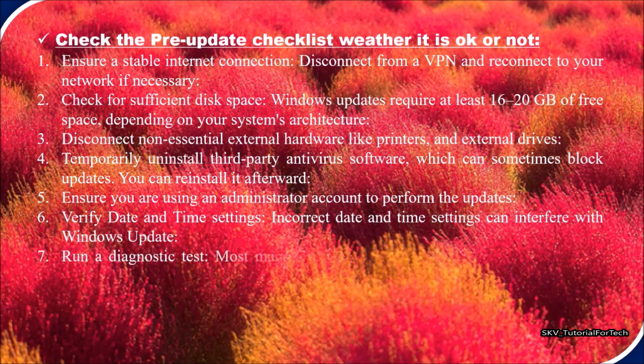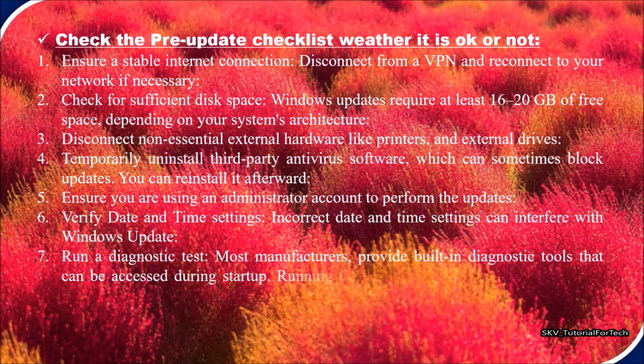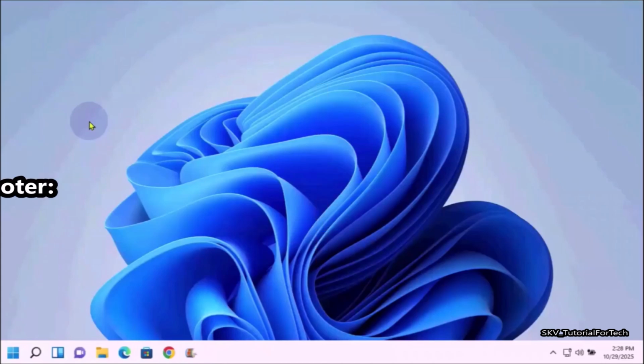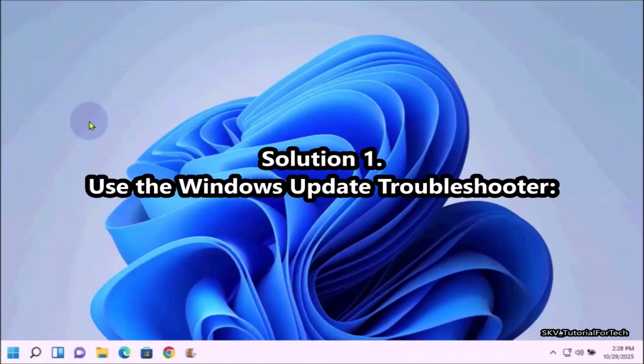Number 7. Run a diagnostic test. Most manufacturers provide built-in diagnostic tools that can be accessed during startup. Running these can help determine if the drive is failing. Okay, once complete, if your pre-update checklist is perfectly okay and your Windows is still not able to update, follow these solutions. Solution number 1. Use the Windows Update Troubleshooter.